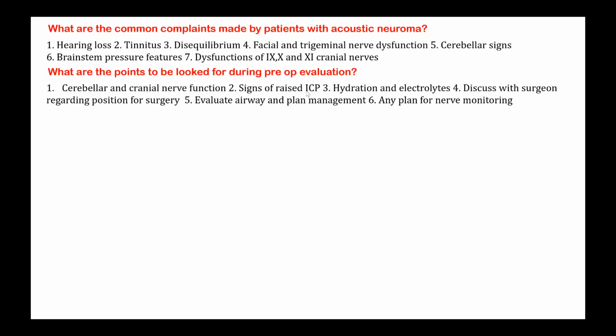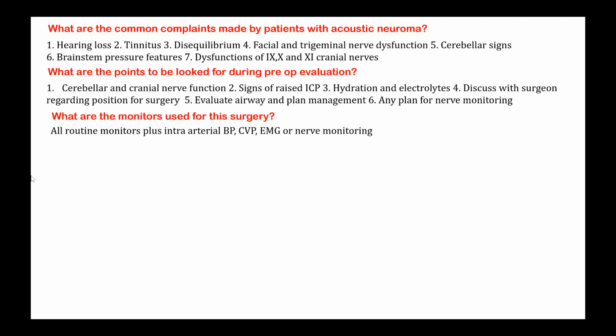What is the hydration? Because patients with raised ICP, who have repeated vomiting, may be dehydrated and have electrolyte imbalance. So we have to assess the hydration and electrolytes, and discuss with the surgeon regarding the position for surgery and the need for neuromonitoring, evaluate the airway and plan airway management, and any plan for nerve monitoring also has to be included. What are the monitors to be used in this surgery? All routine monitors plus invasive arterial line, CVP, and the electromonitoring also has to be included.